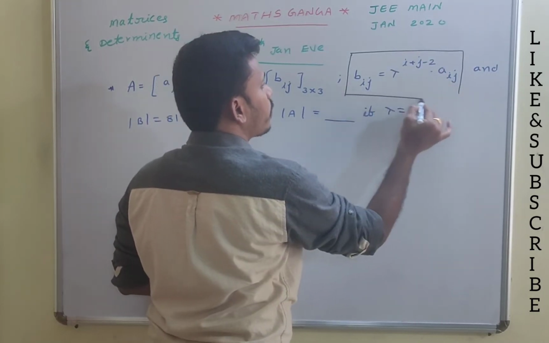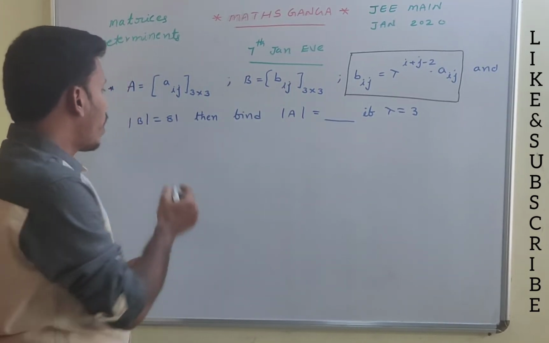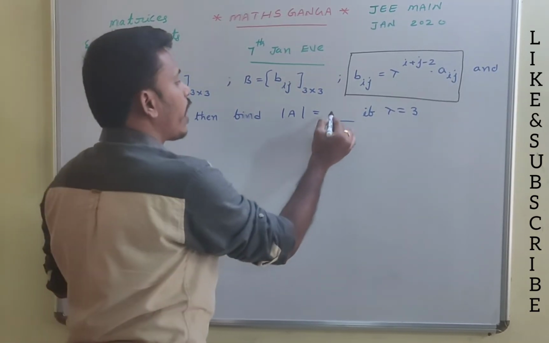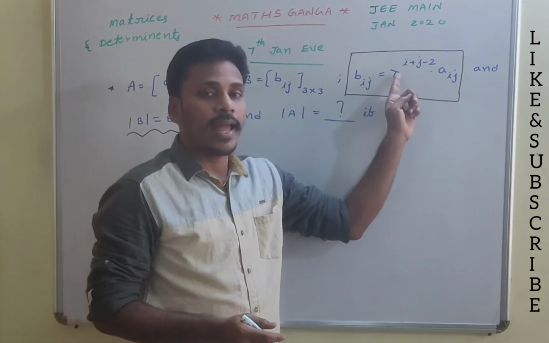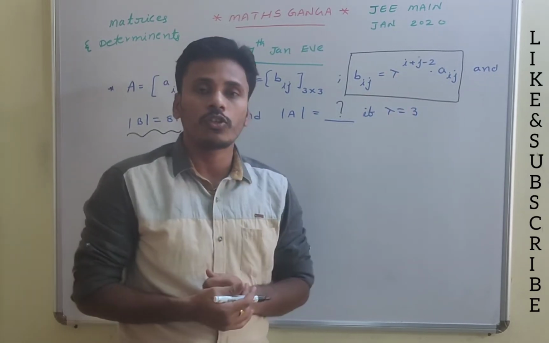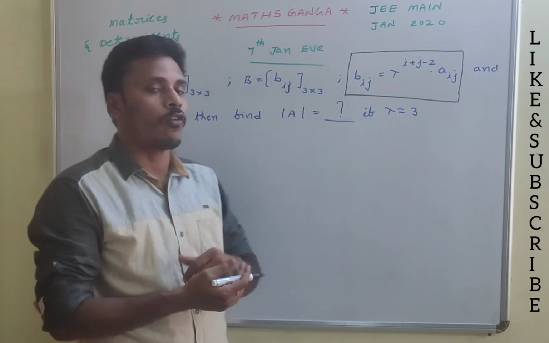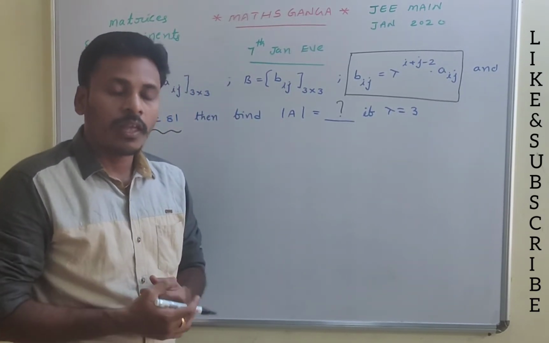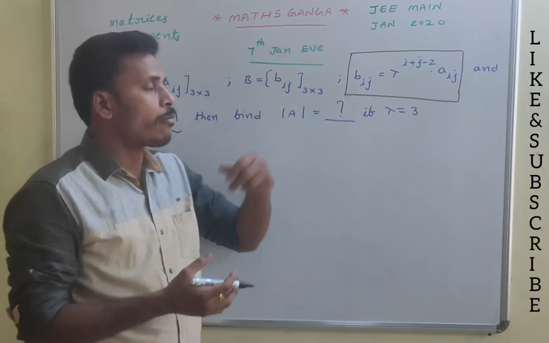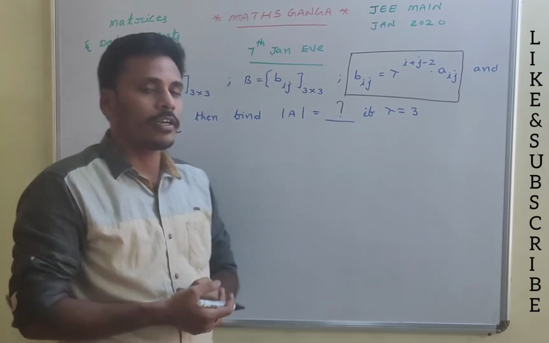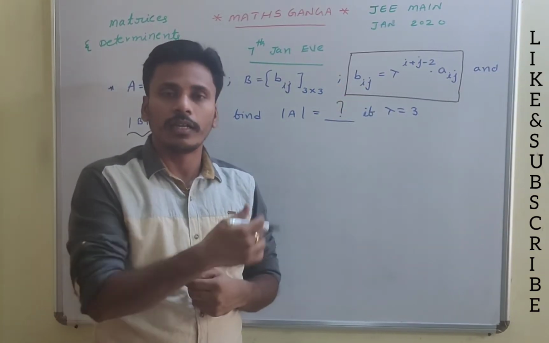Elements of matrix B and elements of matrix A are related by this particular relation, and also the determinant of B is given as 81. They ask us to find the determinant of A, where lambda is involved, and that lambda value is also provided as 3. At the end, our intention is to find the determinant of A. To solve this, we need to utilize the concepts related to the general form of a matrix as well as determinants. Bij is given in terms of lambda and Aij.